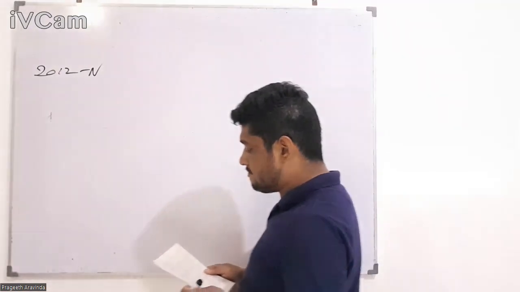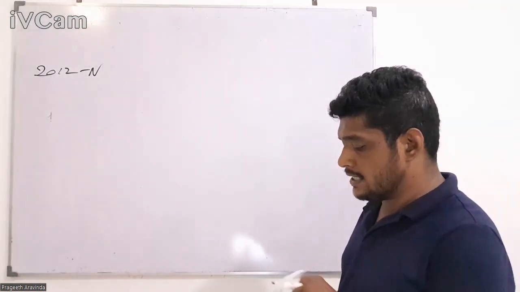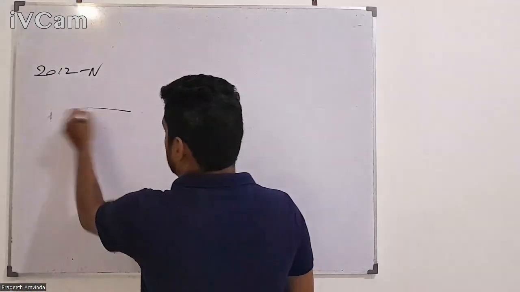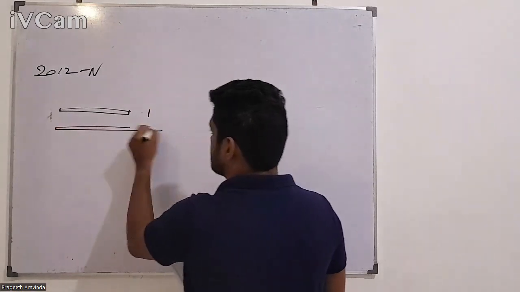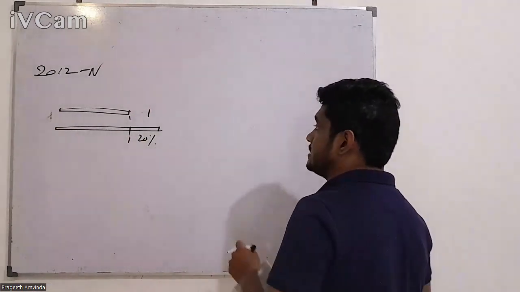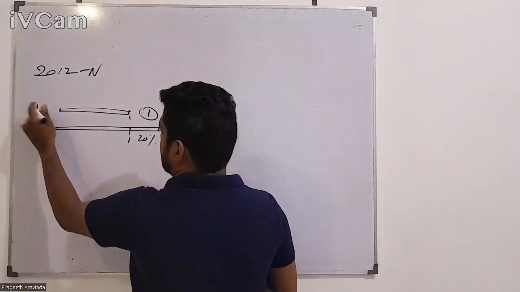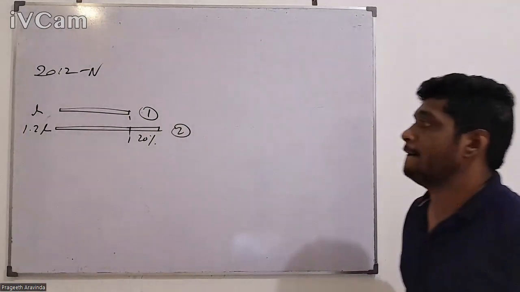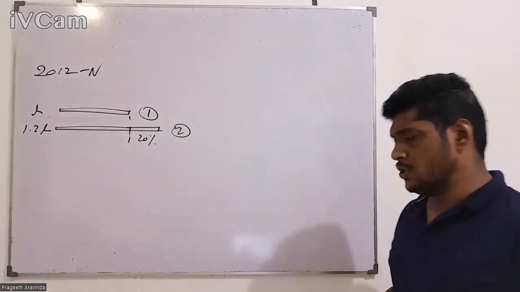Two copper wires have the same volume, but wire 2 is 20% longer than wire 1, right? So this is wire 1, and wire 2 is 20% longer than this. So if I take the length of this one as L, wire 2 is 1.2 L. And they have the same volume.